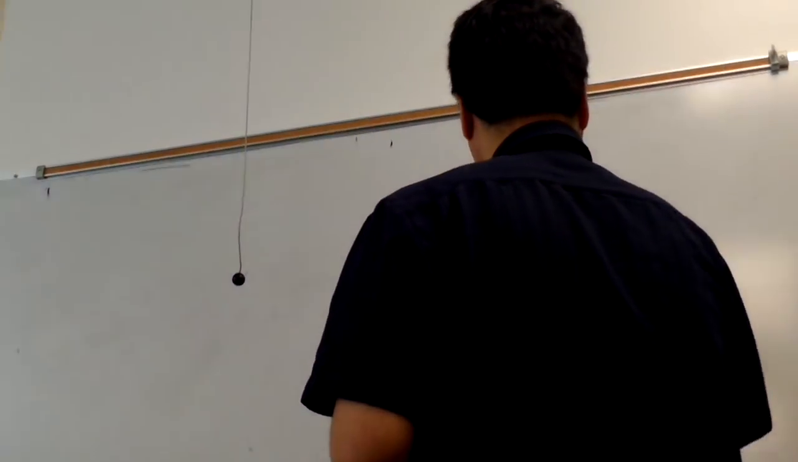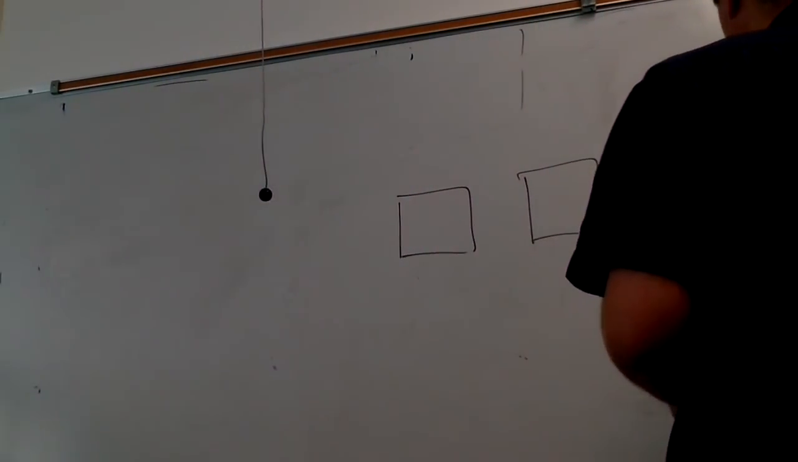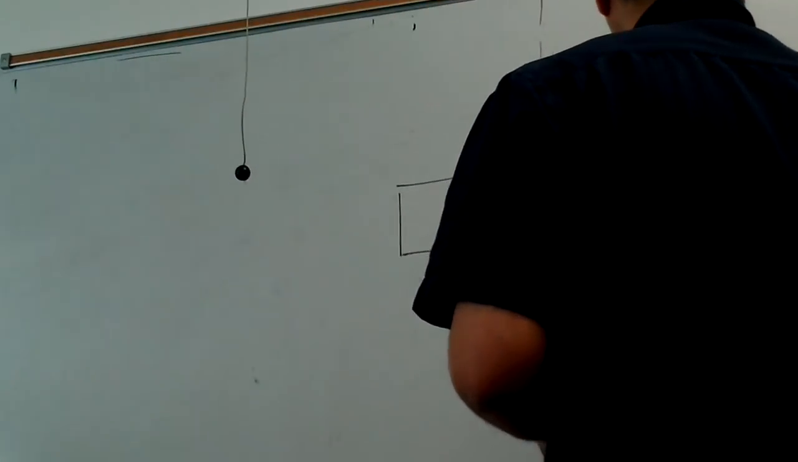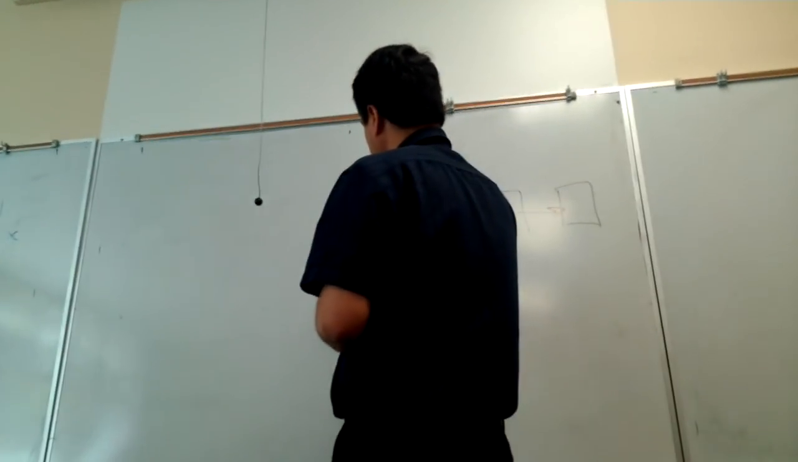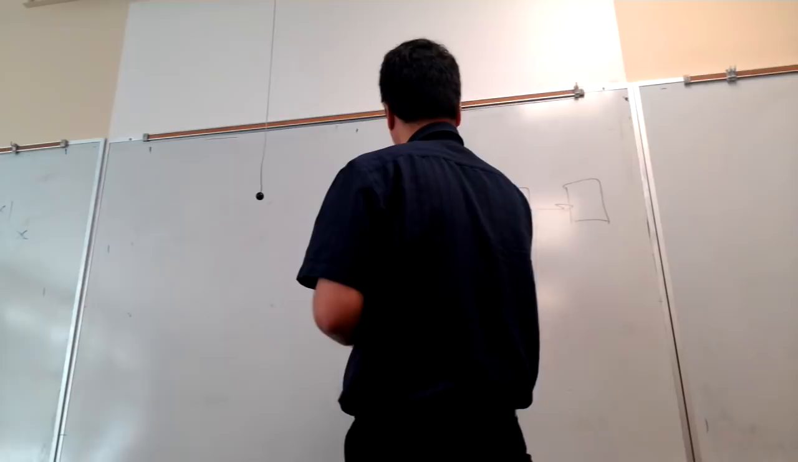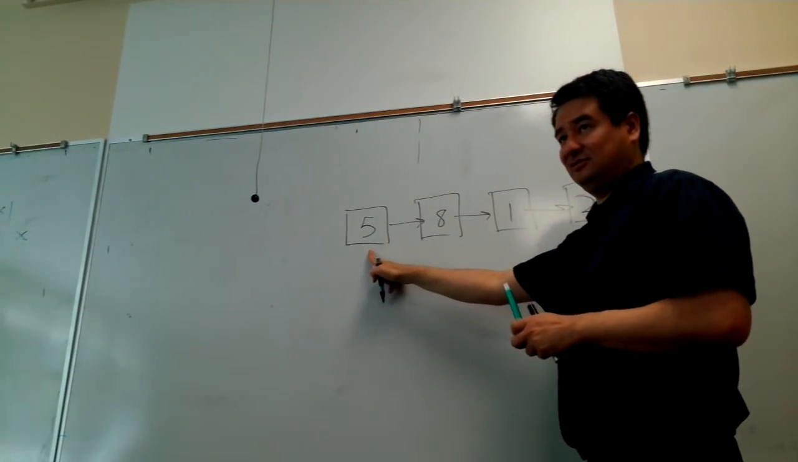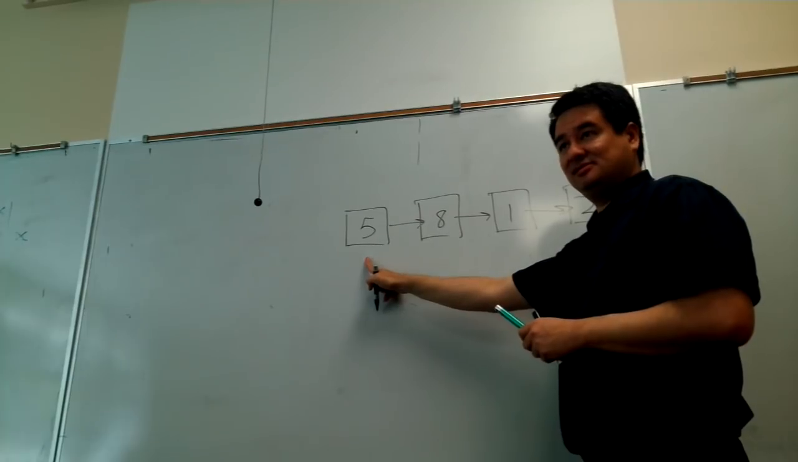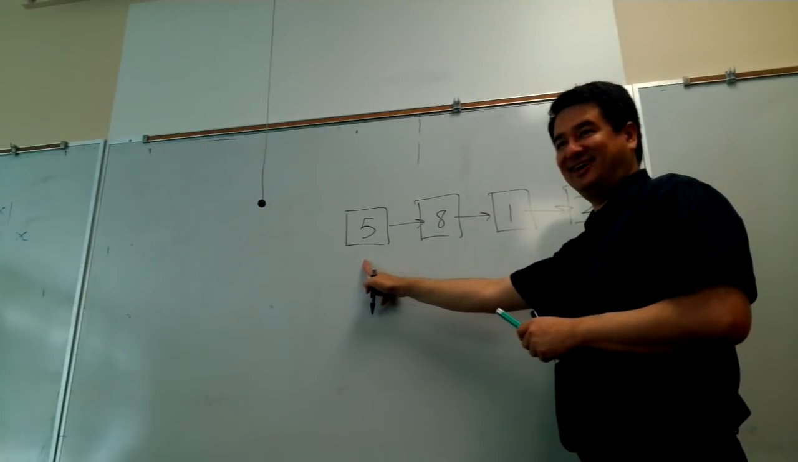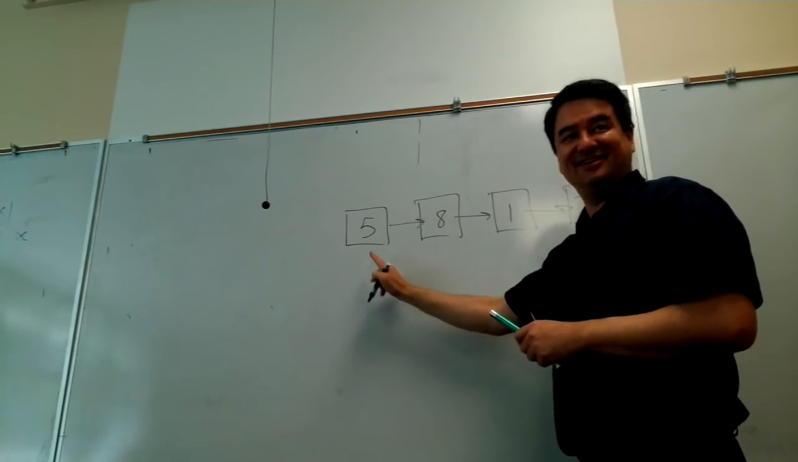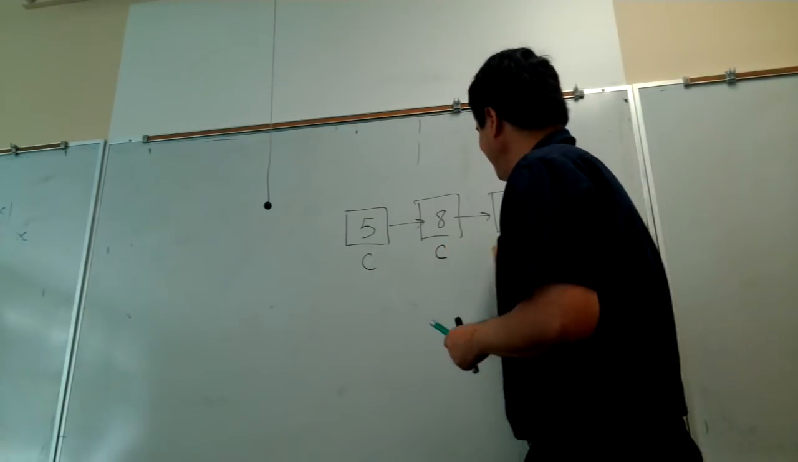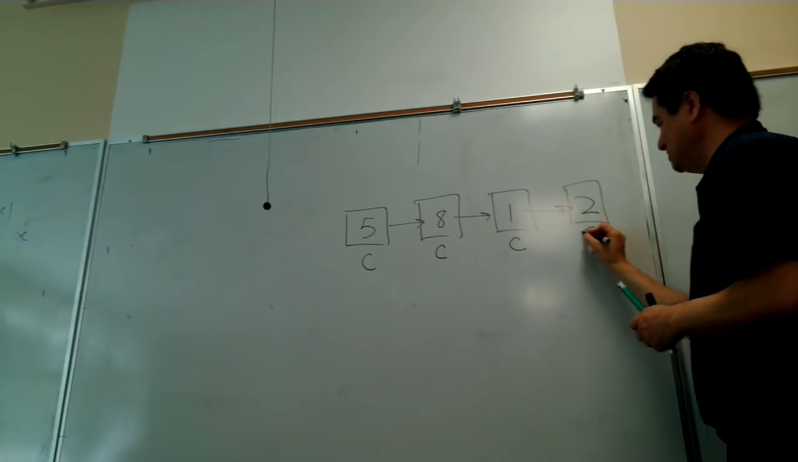Go back to our list. What kind of thing is this? It's a kind of 5. It's a compound. This is a compound. This is a compound. Singleton. This is a singleton.